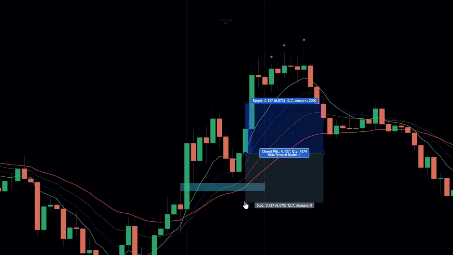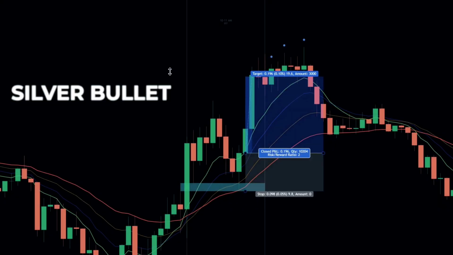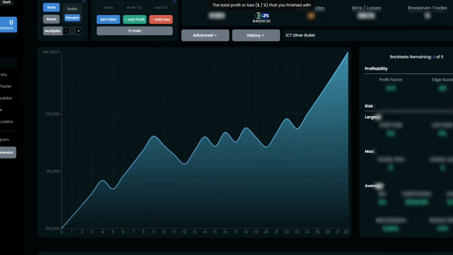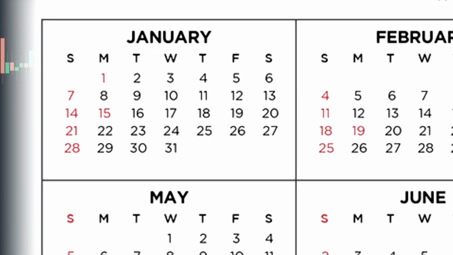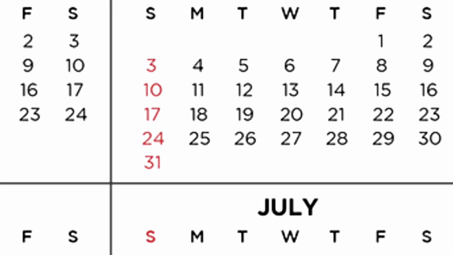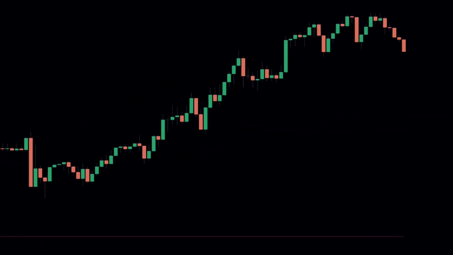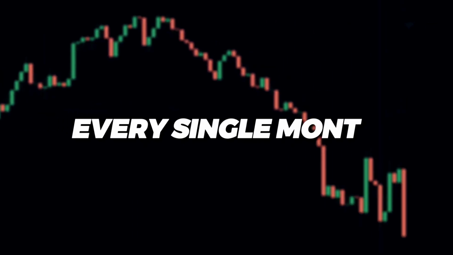This ICT silver bullet strategy could have netted you a total profit of 46% if you had traded it from the start of January 2024 through March 12, 2024. That works out to an average monthly profit of around 19%, which is pretty impressive.